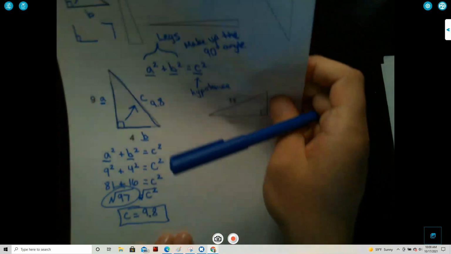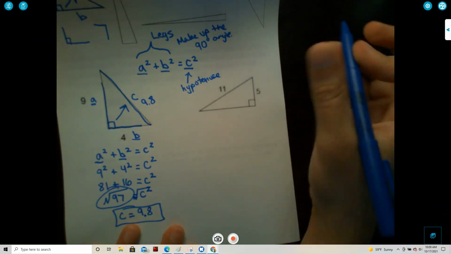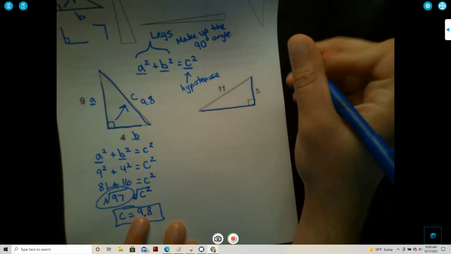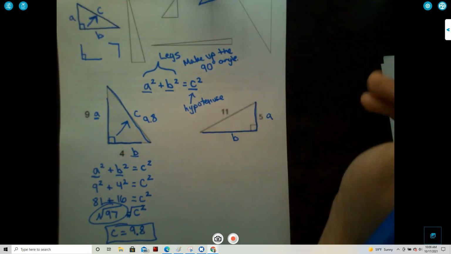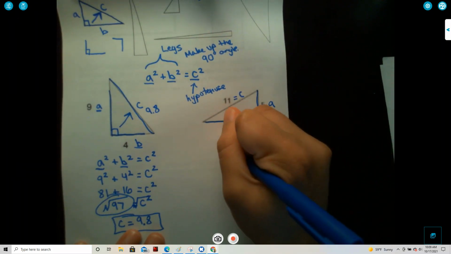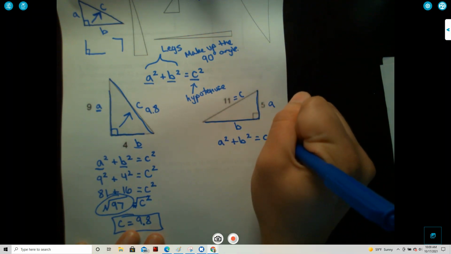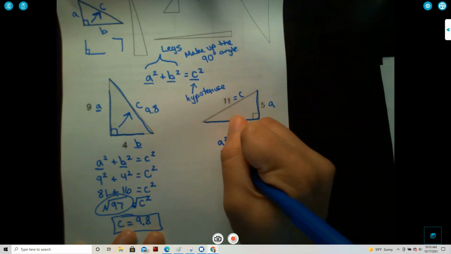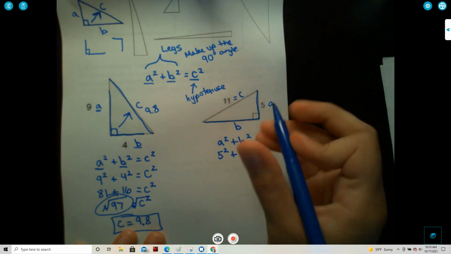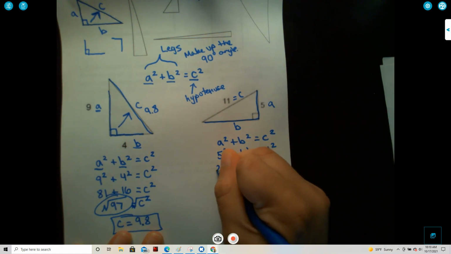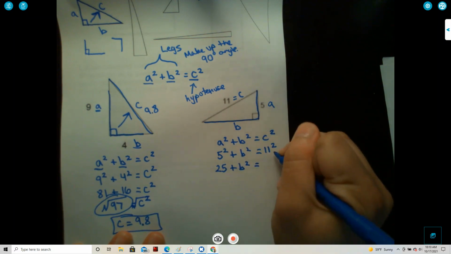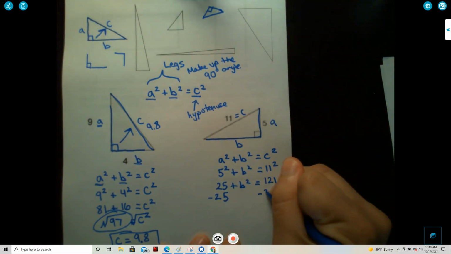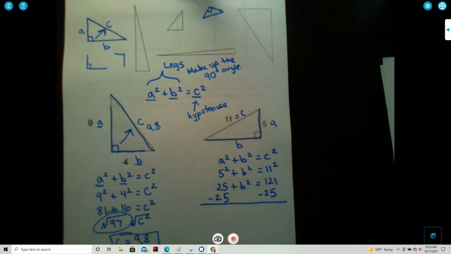All right, and then on the other part, our 90-degree angle is given to us. So that means we have these two sides. So we've got A, B, and our hypotenuse this time is given to us. So when we're plugging in A squared plus B squared equals C squared, C this time is given to us. So we have 11 squared, plug in for A, 5 squared, plus, and then B squared is what we're looking for. So rewrite that. We've got 25 plus B squared is equal to 11 squared, which is 121, minus 25, minus 25. So this is just a matter of solving equations.